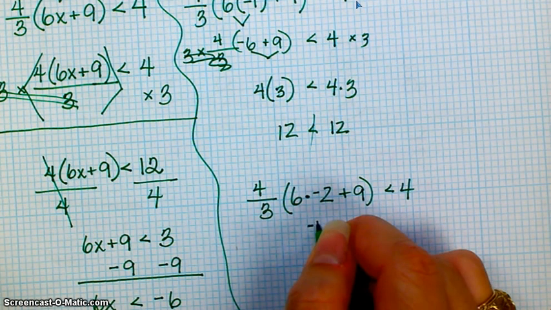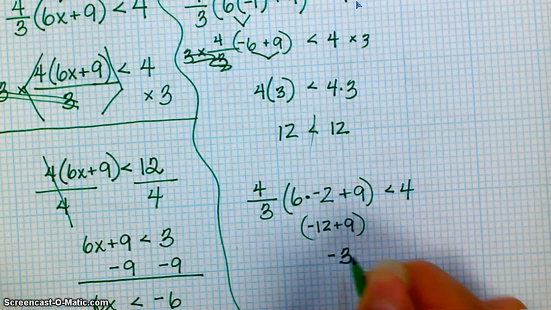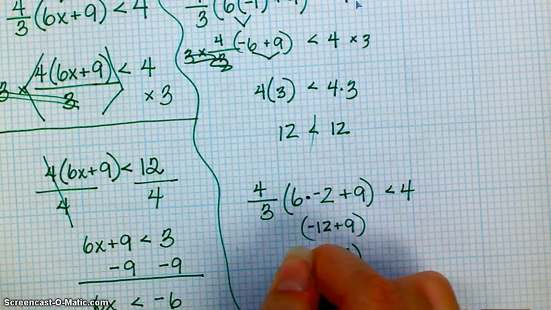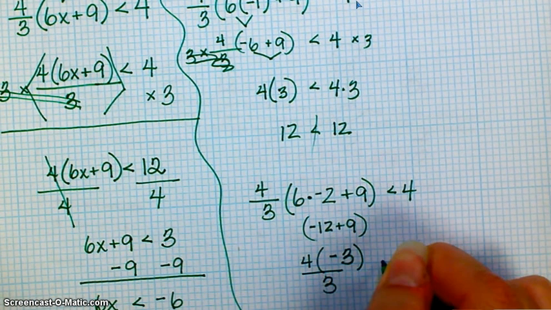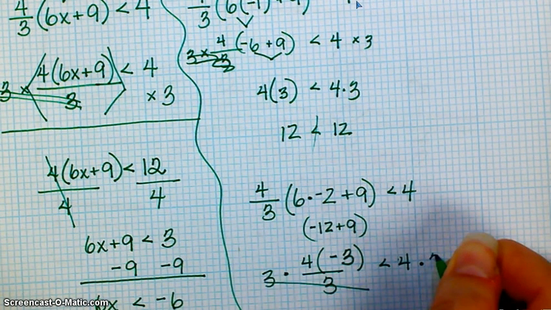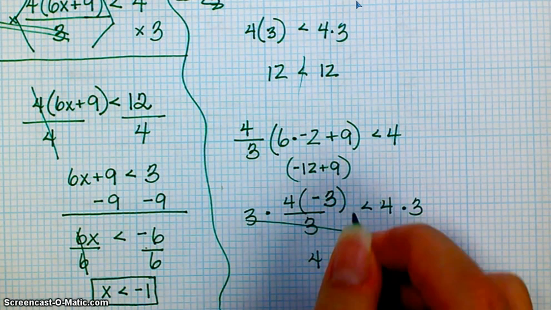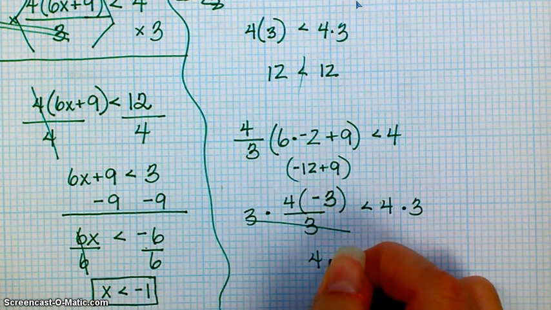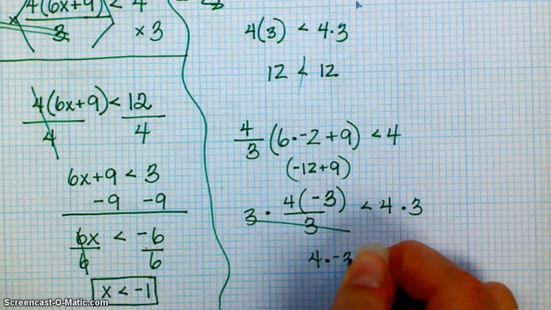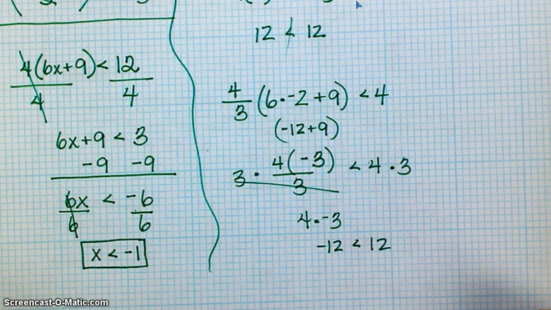6 times negative 2 is negative 12 plus 9. So inside the parentheses, that's a negative 3. Times 3, 4 times negative 3 is negative 12. And that's definitely less than positive 12. Okay, so x cannot be equal to negative 1. X has to be less than negative 1.